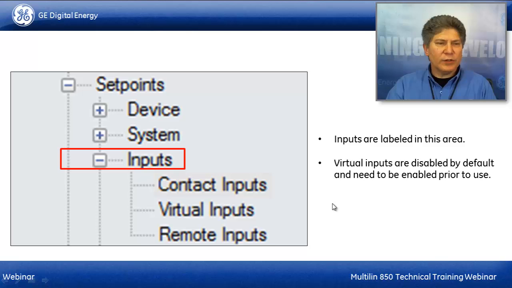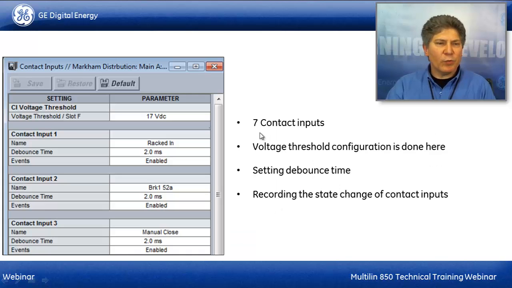Inputs. So in this area, this is where we would label our inputs. We have our 7 contact inputs. We would set up our voltage threshold in here, debounce time, signal names, and whether we want to record the transition every time it opens and it closes.